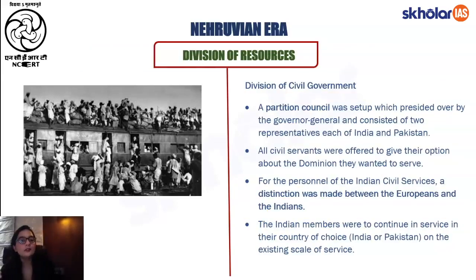अब स्टूडेंट्स अपार्ट फ्रॉम द बाउंड्री कमीशन जो नेक्स्ट इंपॉर्टेंट इशू था जो हमें पार्टीशन के बाद सॉल्व करना था वो था हाउ विल द रिसोर्सेज बी डिवाइडेड बिटवीन द न्यूली क्रिएटेड टू डोमिनियंस. So that is the part that we are going to now discuss.